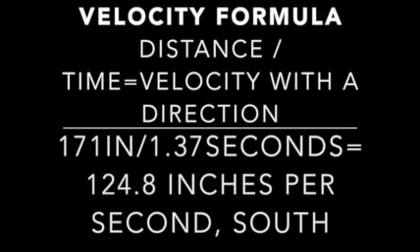To find the velocity, you take the distance divided by time. It's basically the same thing as average speed, except velocity has a direction, and the average speed formula doesn't. Our direction in this case was south.